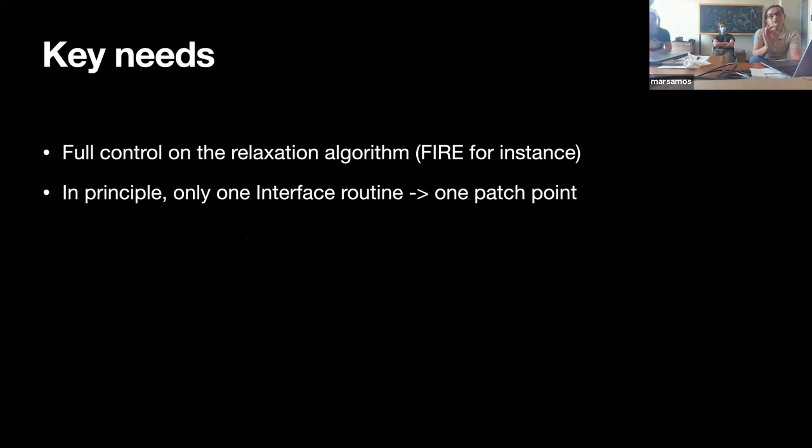So to be able to transform the R into F, we need to have full control conceptually on the relaxation algorithm. And since now we have focused more on FIRE, but extensions to steepest descent or other minimizers are also easily integrable. And we need, in principle, just one interface routine. So with this kind of logic, in which the ART only communicates with the engine through external forces, we only need in principle one patch point.